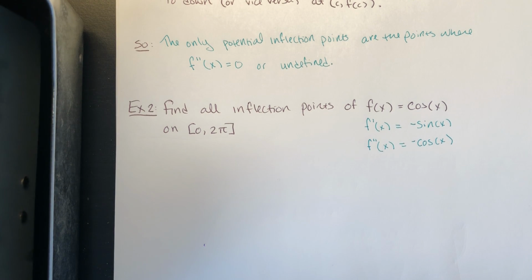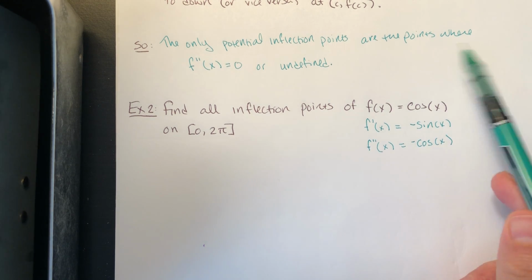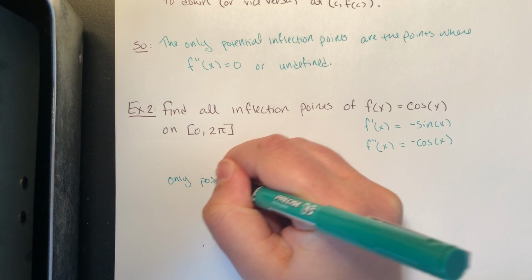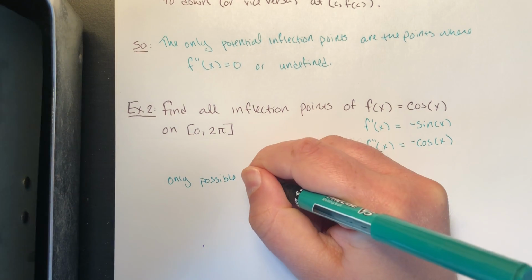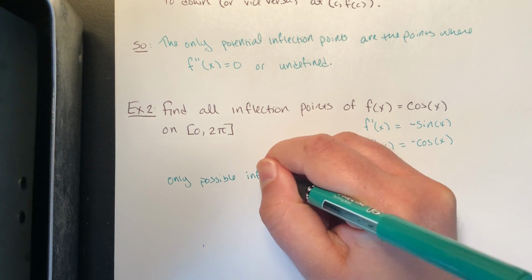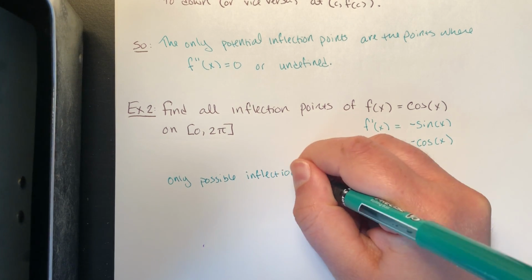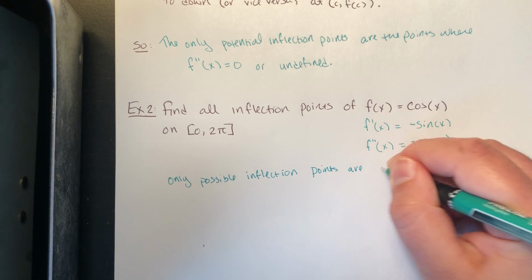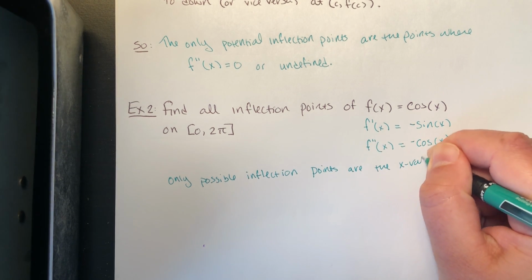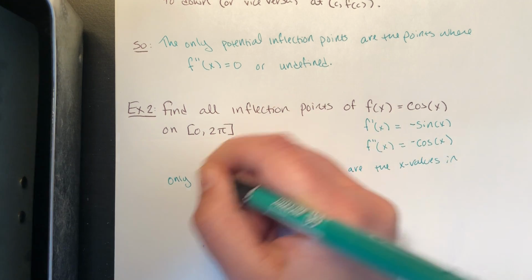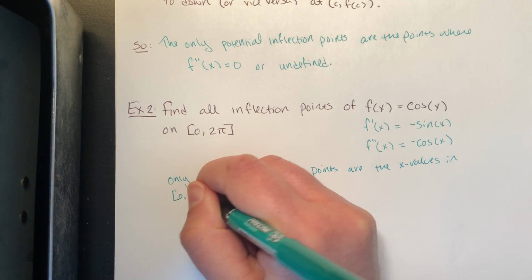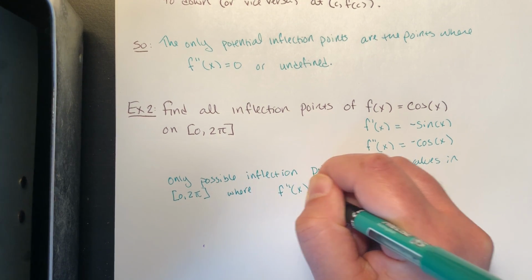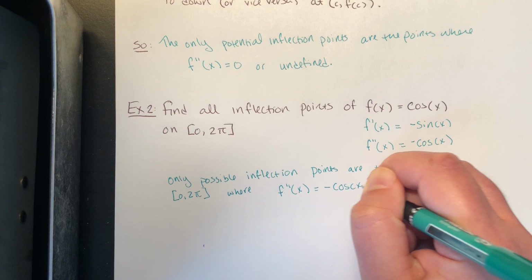Okay, and so according to what we have up above, the only possible inflection points are where the second derivative is equal to 0 or undefined. Of course, negative cosine of x is never undefined. So the only possible inflection points would be the x values in the interval from 0 to 2 pi where the second derivative, that negative cosine of x function, is equal to 0.